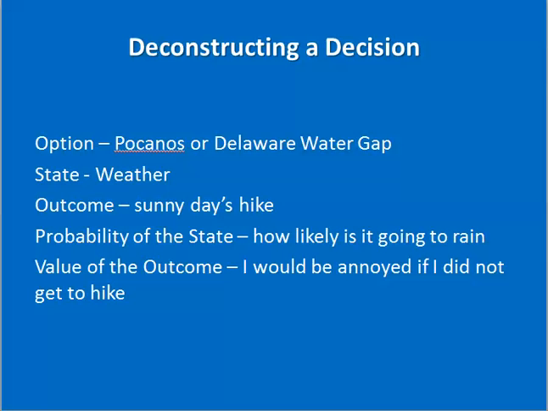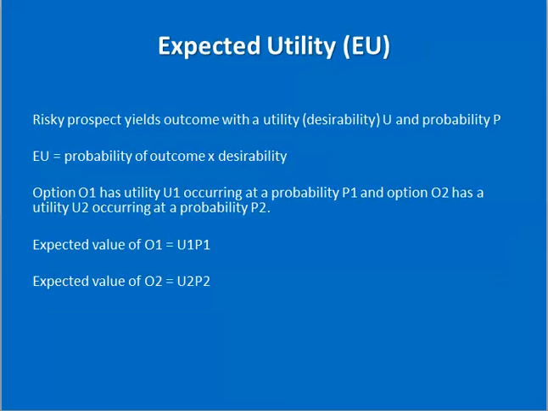The state is the weather. The outcome is a sunny day's hike. The probability of the state is how likely it is going to rain. The value of the outcome is that desirability of good weather so that I can hike. The crucial thing to understand over here is that we control the option that we choose, not the outcome. Let us define another term, expected utility.